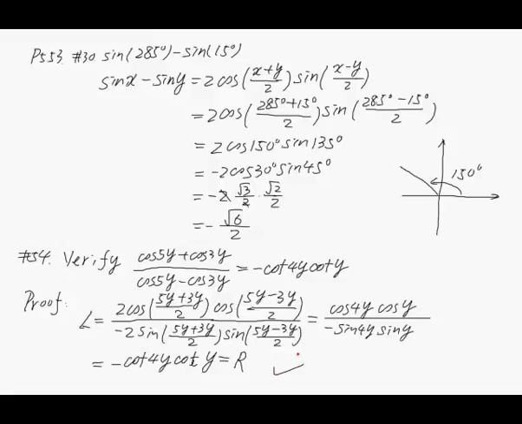So the sum to product identities and the product to sum identities look complicated, but when we try to apply them, it's very simple, right? So no big deal.